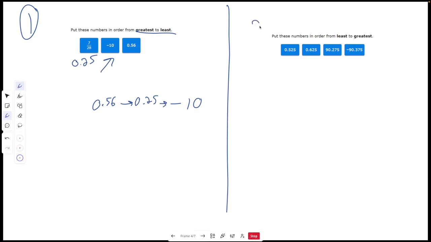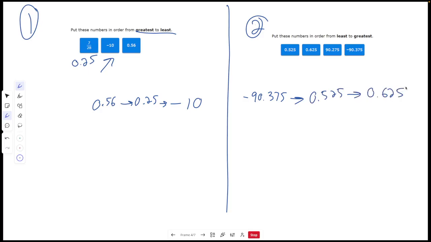For number two, again, only one negative number, and it says least to greatest, so the first number in the list should be negative 90.375. Then the next number should have been 0.525, then 0.625, and the greatest number in this list is 90.275.